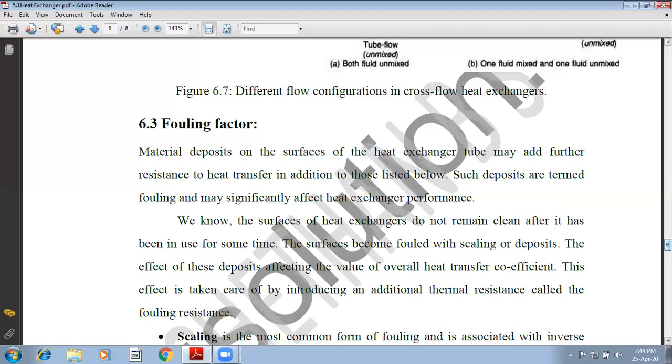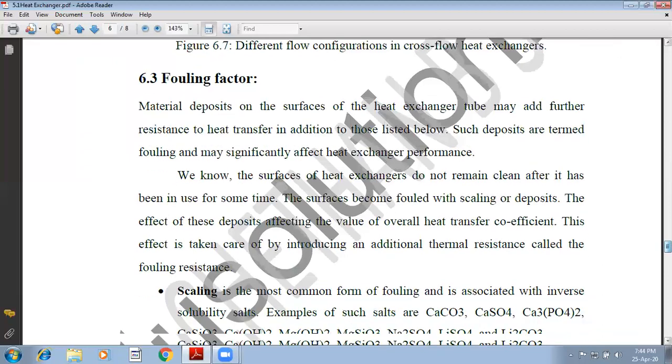Fouling need not be a disadvantage all the time. If we need to store the energy or if we want to reduce the heat transfer, the fouling can be in support to the phenomena or the process. So which can be seen in the applications like refrigerators.